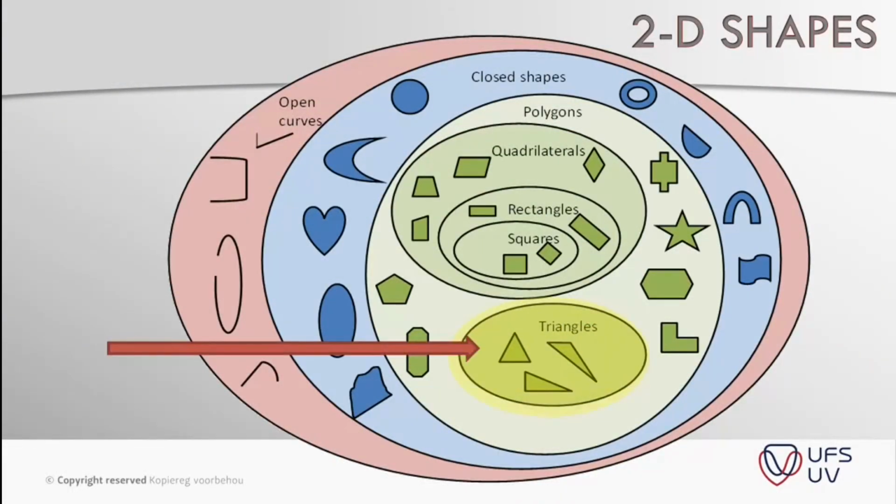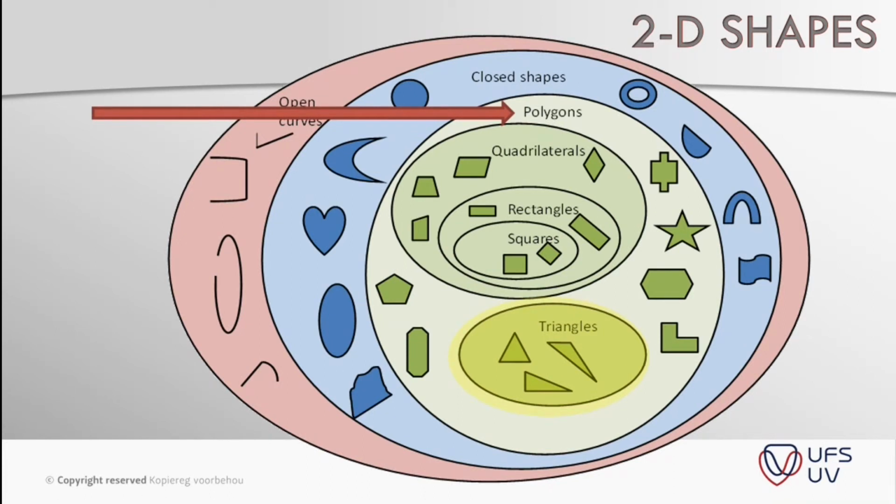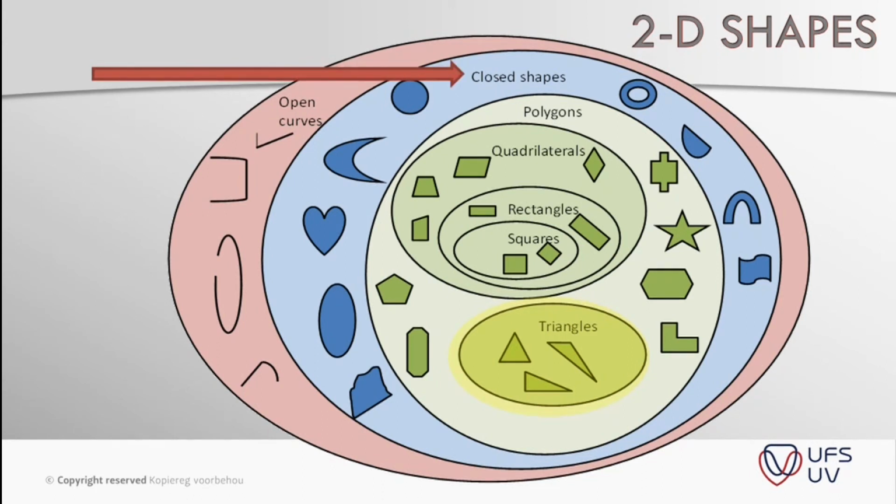A triangle is a polygon. The smallest number of sides a polygon can have is 3, as in a triangle. This is because a polygon, by definition, is a closed shape. But not all closed shapes are polygons. You can see from the Venn diagram that a heart is a closed shape, but it is not a polygon because it does not have straight sides.